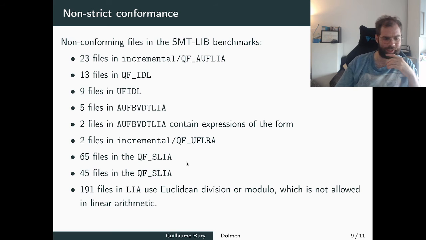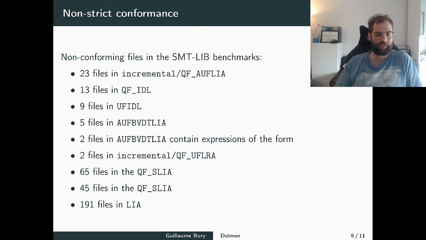And lastly, we have a lot of files in LIA which use division or modulo, which is again not allowed in linear arithmetic. So here we can see that most of the problems we have are basically a problem with linearity in arithmetic. Almost all of them, except the files in QF-AOF-LIA, are variants of linearity in arithmetic being broken. So that's a summary of the files that are not conformant in the SMTLIB benchmarks.